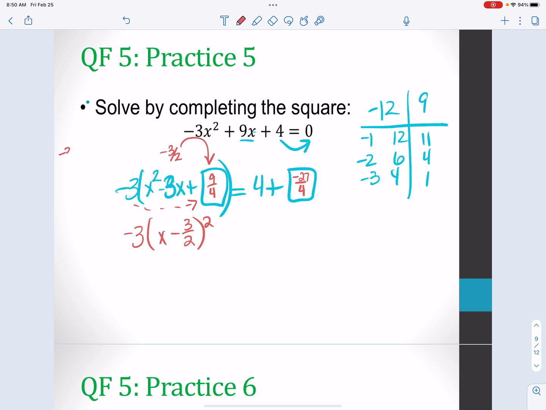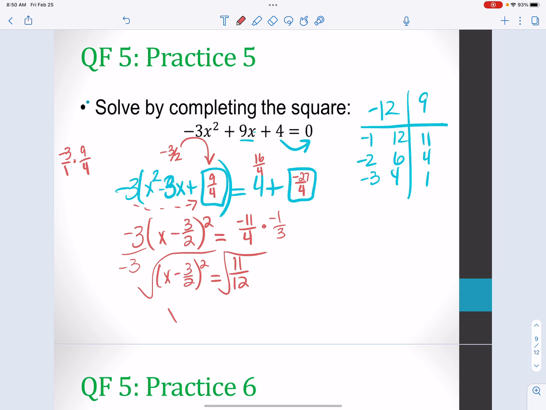Okay, because if you need to write it to the side, I think you should be able to do this without a calculator. 3 times 9 is 27, right? So wouldn't this be 16/4? So negative 27 plus 16 is what, 11? Negative 11/4, right? Okay, and so then I would divide by a negative 3, which is the same thing as multiplying by a negative 1/3. So a negative and a negative is a positive, right? And then I would square root both sides.